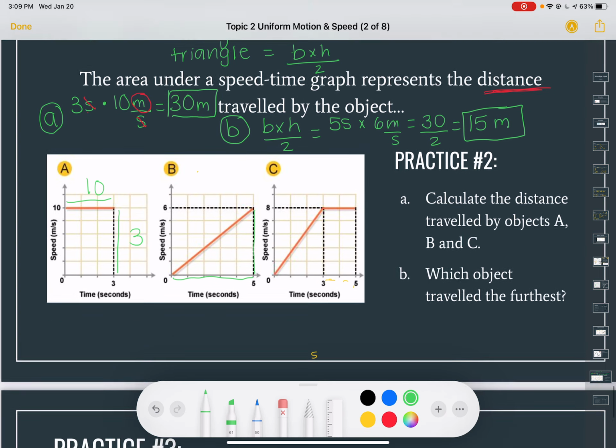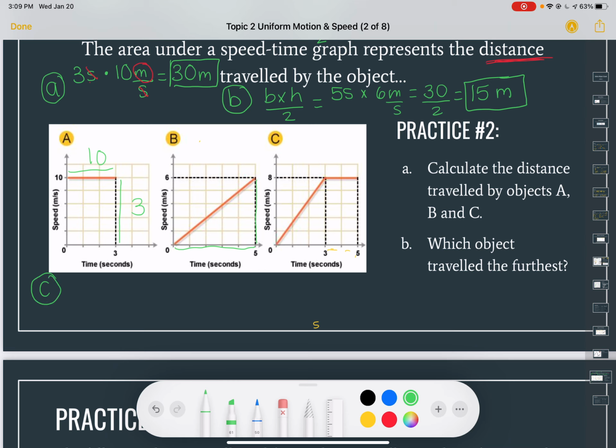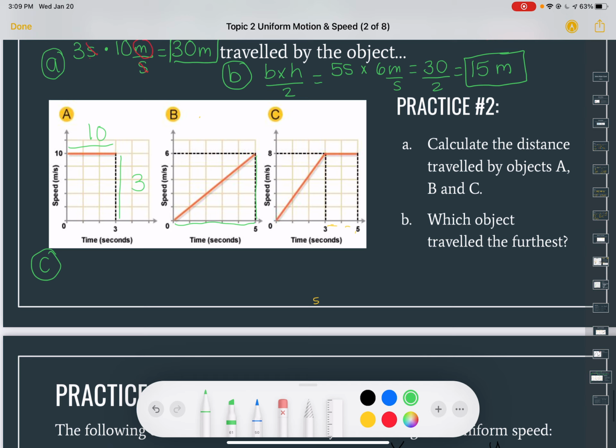And then the last one, C, I'm going to do down here. This one is a triangle and a rectangle, so we actually need to calculate them both separately and then add them together. So for the first one, we've got a triangle.